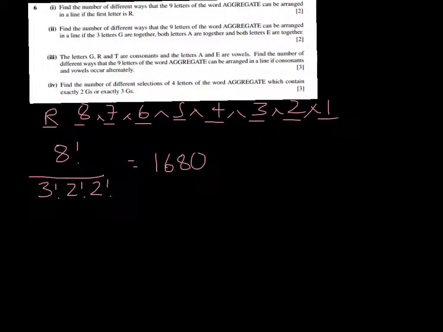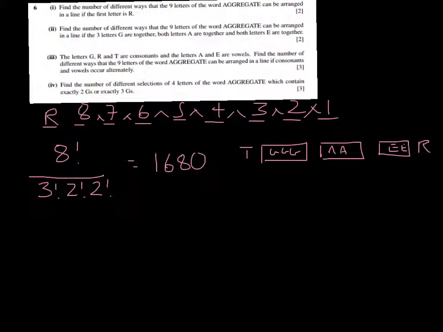For part 2, same word, still all 9 letters, but this time the 3 G's are together, both the letters A are together, and both the letters E are together. So this is actually easier than you think because all the G's look the same, all the A's look the same, and all the E's look the same. So if we just put them into one big block. So here's my one block, which is the 3 G's. Here's another block, which is the 2 A's. And here's another block, which is the 2 E's. Okay, and that just leaves me a T and an R to arrange as well.